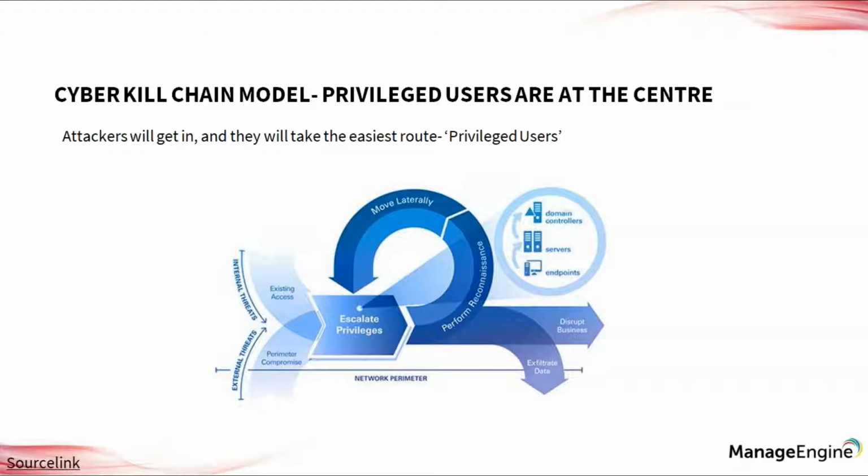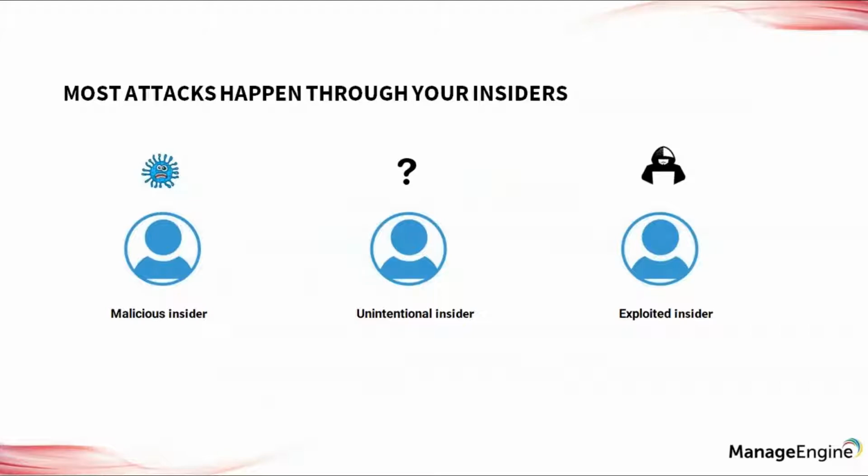Now I keep saying attackers, hackers, and intruders, but the truth is most attacks happen through your insiders. And according to me, there are three kinds of insiders. Number one is your malicious insider. Now this is an insider gone bad. This is an insider gone rogue. This is a user or an employee who wants to watch your organization bleed.